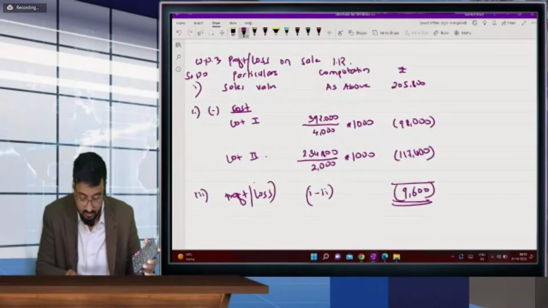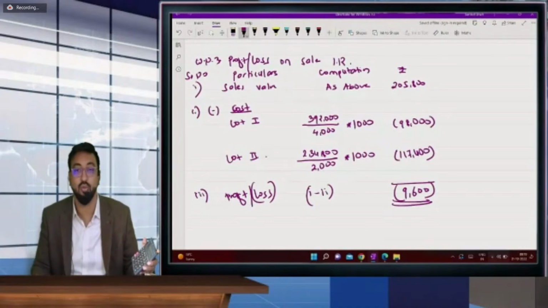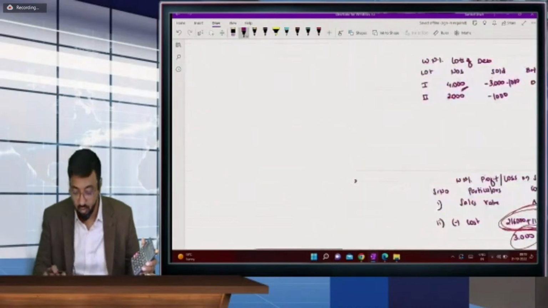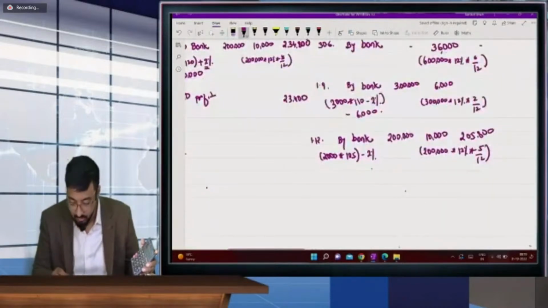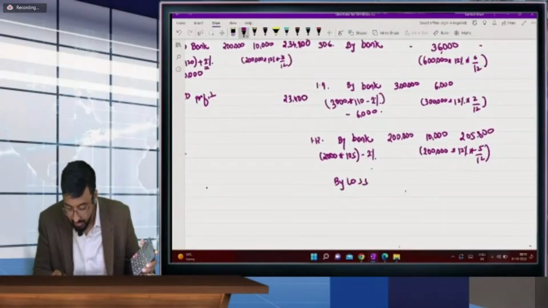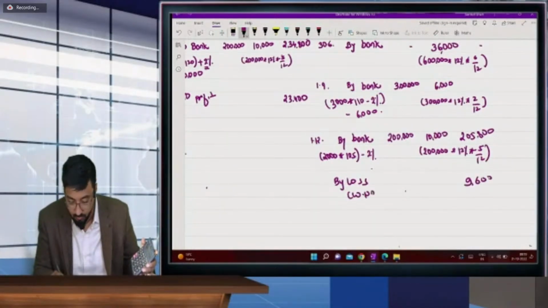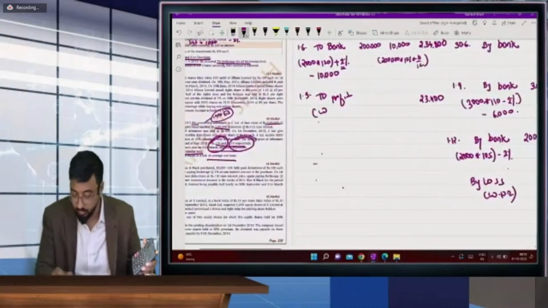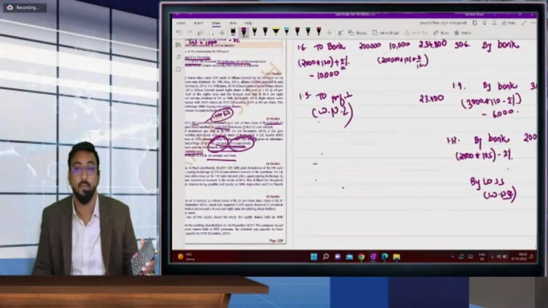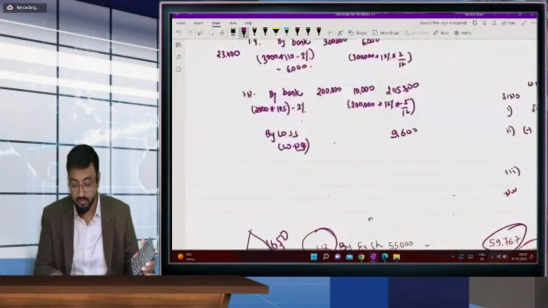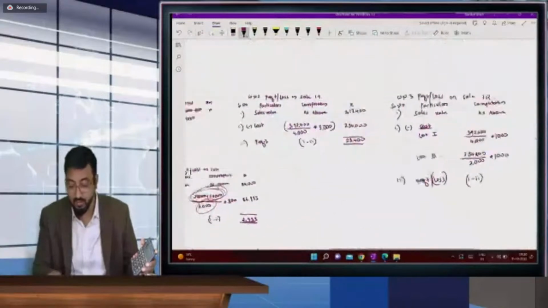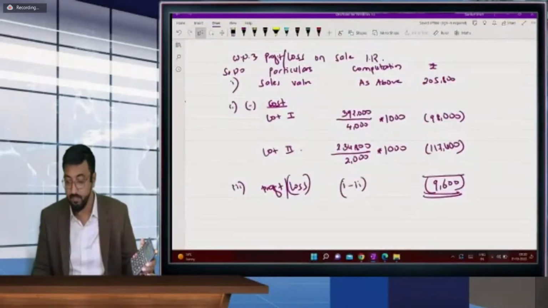It's a loss. Negative figure means loss. On the same side, you are going to write by loss 9,600, working note 2. Sorry, working note 3. It's a very simple working note, beta. Second working note over.